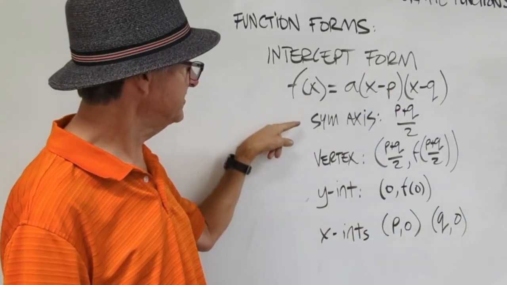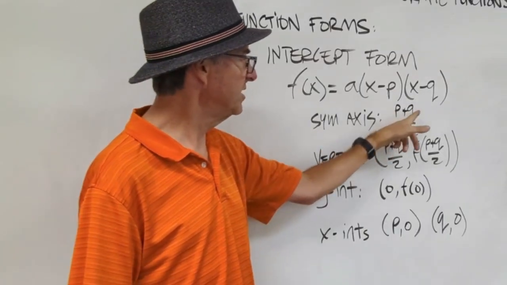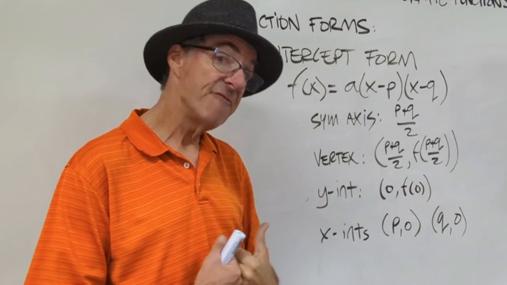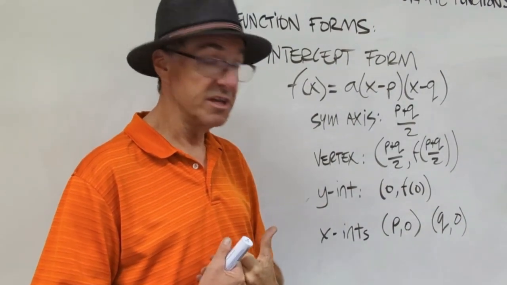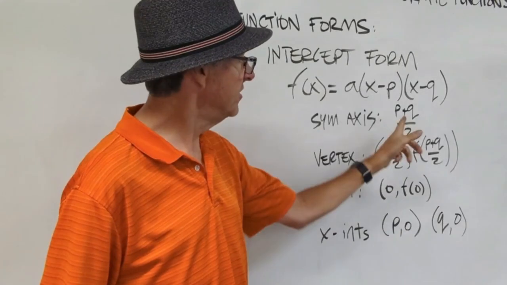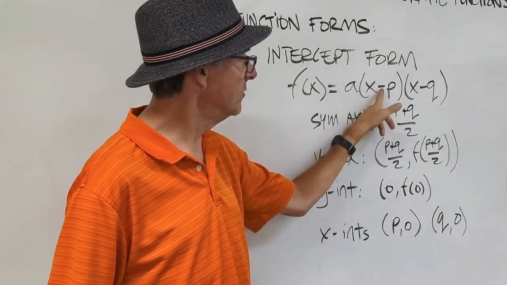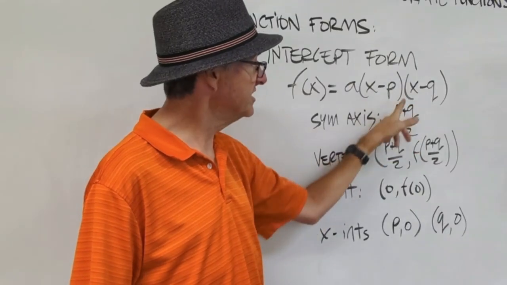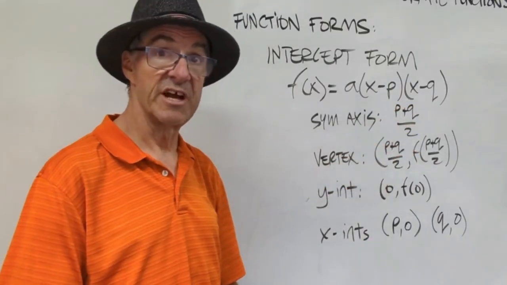Okay, let's go through the list. The symmetry axis is just (p plus q) over 2. Makes sense. The symmetry axis is halfway between the two intercepts, so it's going to be the average of the intercepts. Notice how the signs are changed. So my minuses there do not show up here. So remember to change the signs of these when you calculate the symmetry axis.